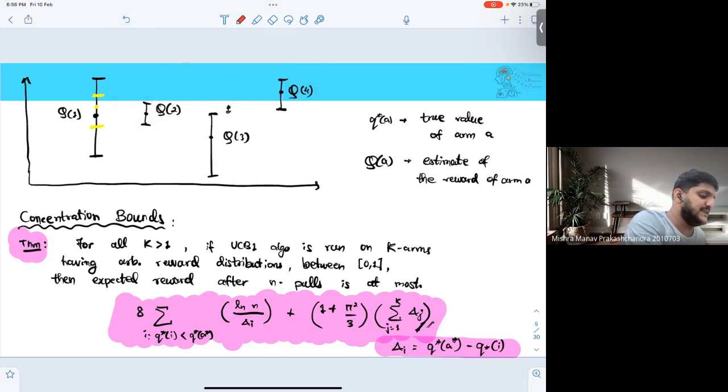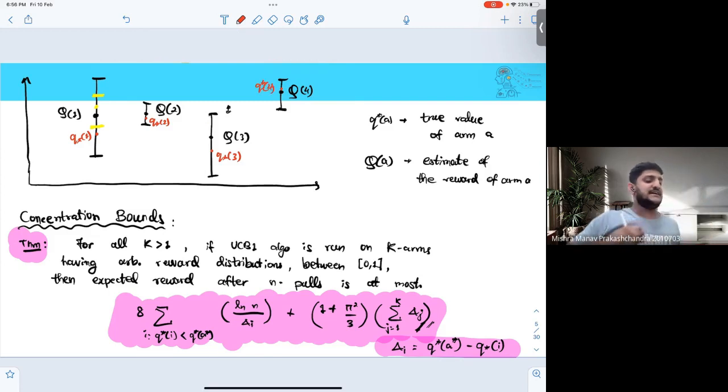let's say this is my original Q value, or the true value. This is my Q star of 1. This is my Q star of 2. This is my Q star of 3. And maybe this is Q star of 4. Now, if I know the original value from the beginning, I know my arm 4 is the best arm. I do that infinite times. I only pull arm 4. I don't look at anything else.